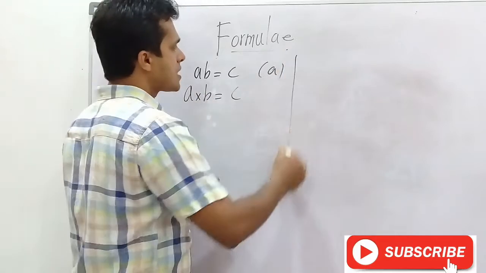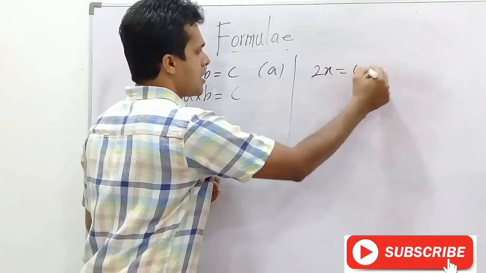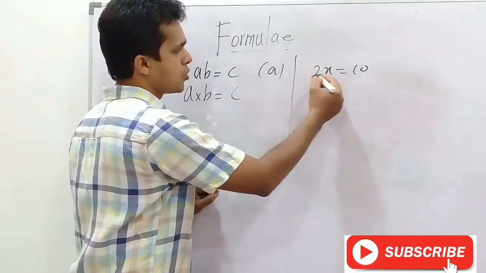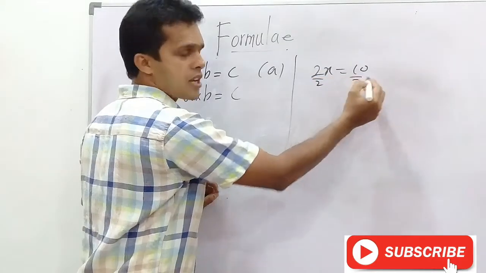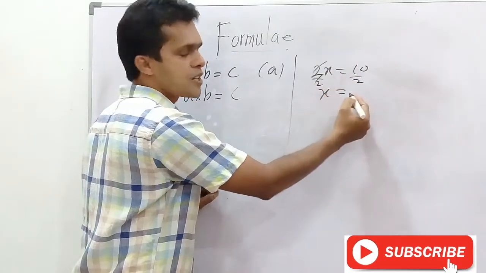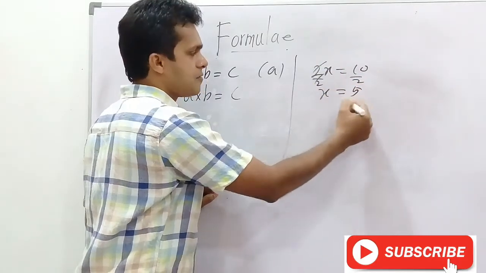Okay, you know that if 2x equals 10, how can you find the value of x? So both sides are divided by 2. So 10 upon 2 is 5.